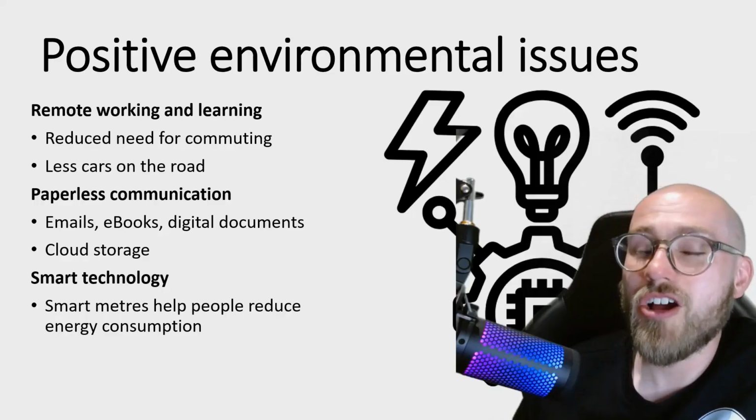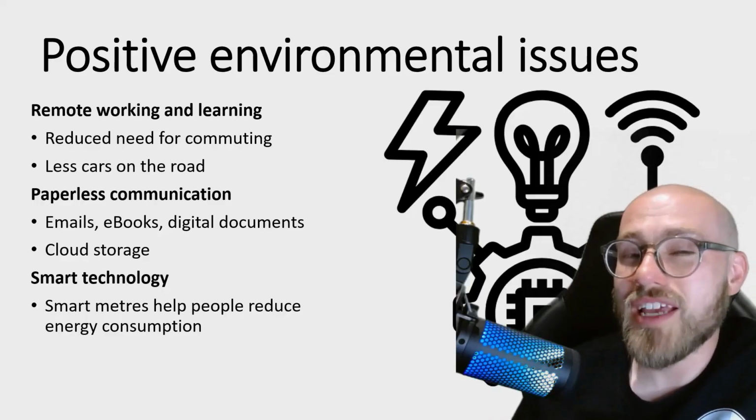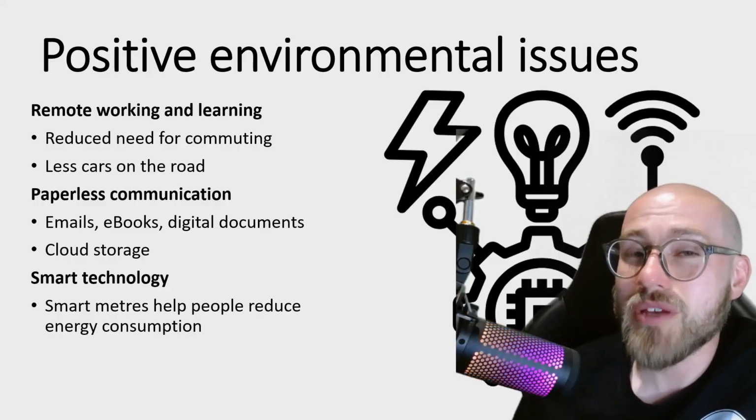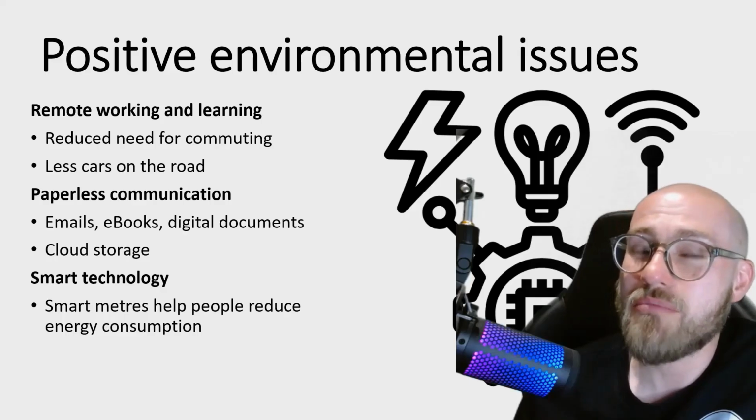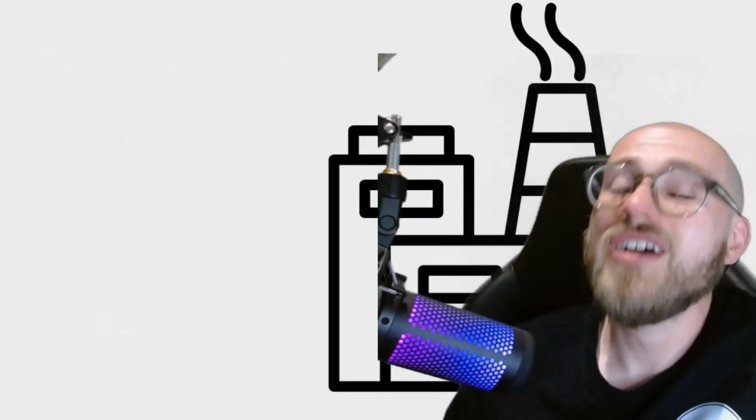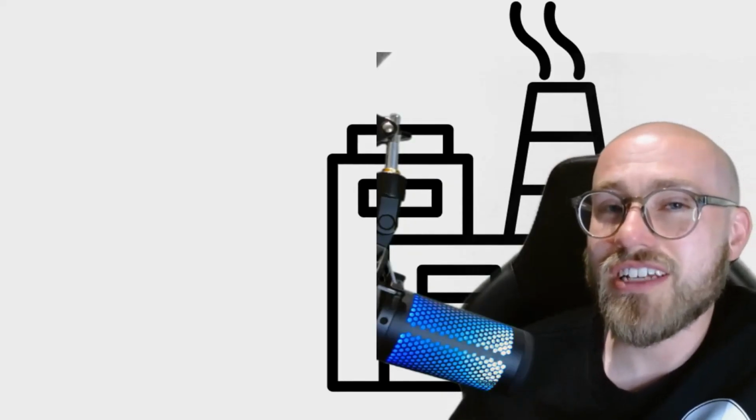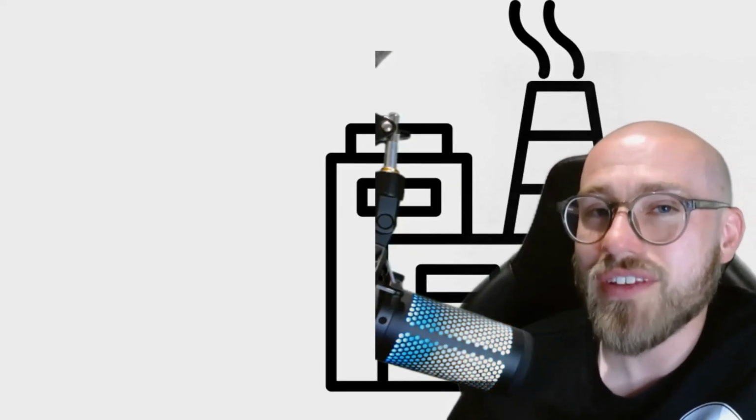So most people in their homes now have a smart meter, which is making people more aware about the energy that they're using in their homes. As a result, people are using less energy, which is having a better impact on the environment. So we do need to understand that technology is also having a negative impact on the environment.